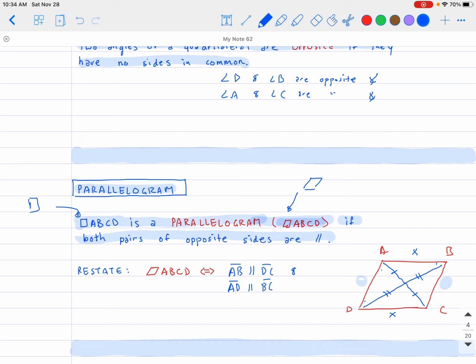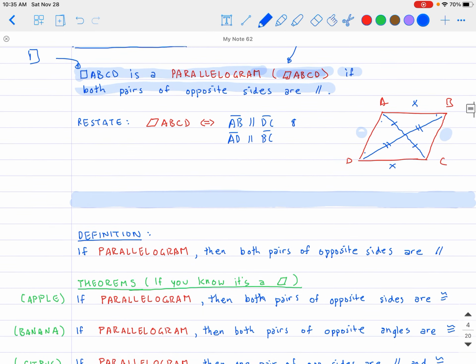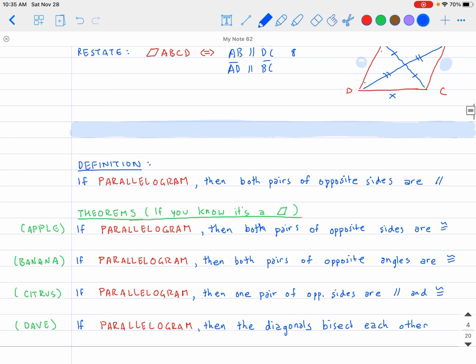So in a parallelogram, there are a lot of unique things. In this case, it looks like the diagonals are not perpendicular, sorry, but just bisect each other. The opposite sides are congruent, both pairs of opposite sides are congruent. Also, both pairs of opposite angles are congruent, and so on and so on. So that's what this section is about. So here is what we're going to talk about next, okay?